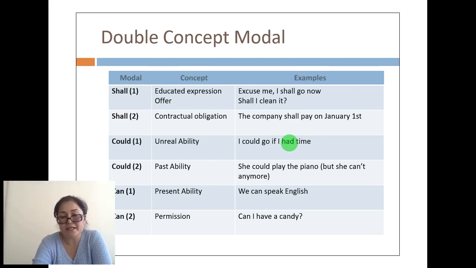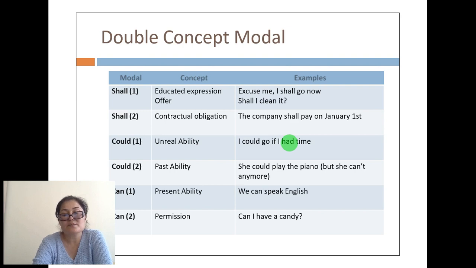Shall I clean it? And the next it expresses contractual obligation. The company shall pay on January 1st. Could expresses unreal ability and past ability. When it expresses unreal ability: I could go if I had time. And past ability: she could play the piano, but she can't anymore.